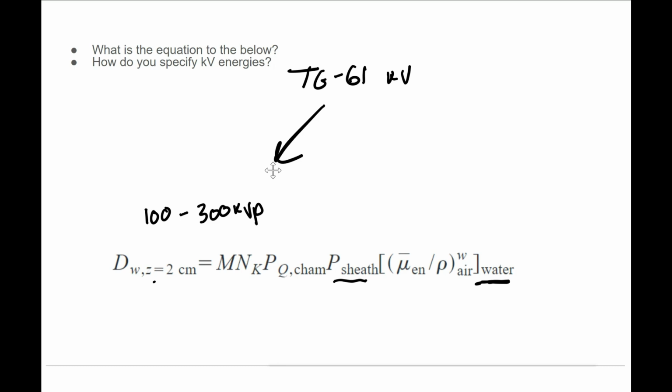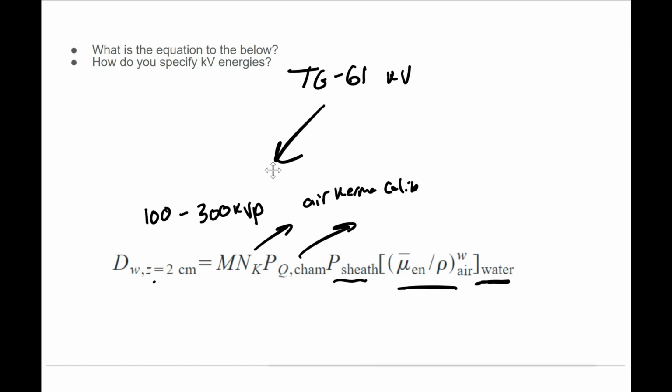The low energies of the secondary electrons let us use the mass attenuation coefficient rather than stopping powers, which, note, in TG51 is why we're using stopping powers. But here, because of the low energies of the secondary particles, we can use this factor rather than our stopping powers. So going back, similar to the air, N_K is still our air kerma calibration factor. Then we have our P_Q chamber, and that simply is perturbations due to our chamber.